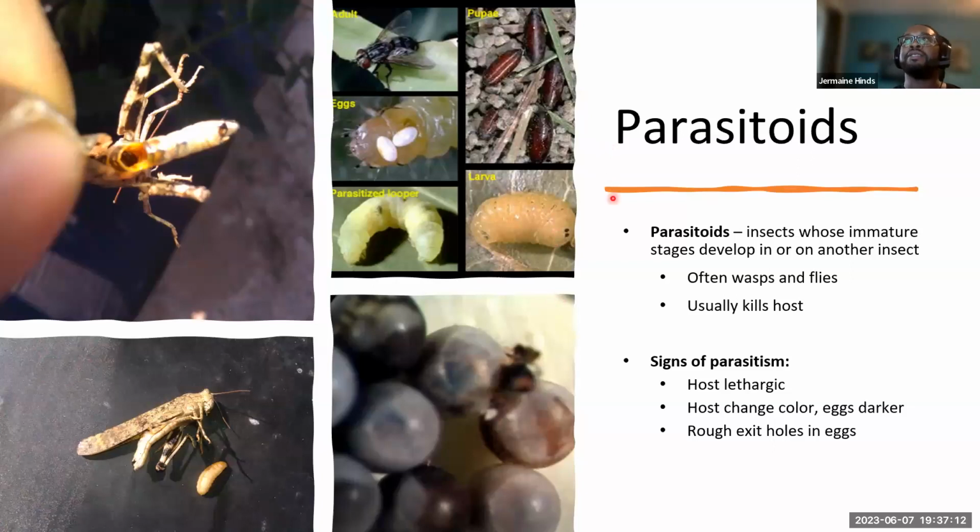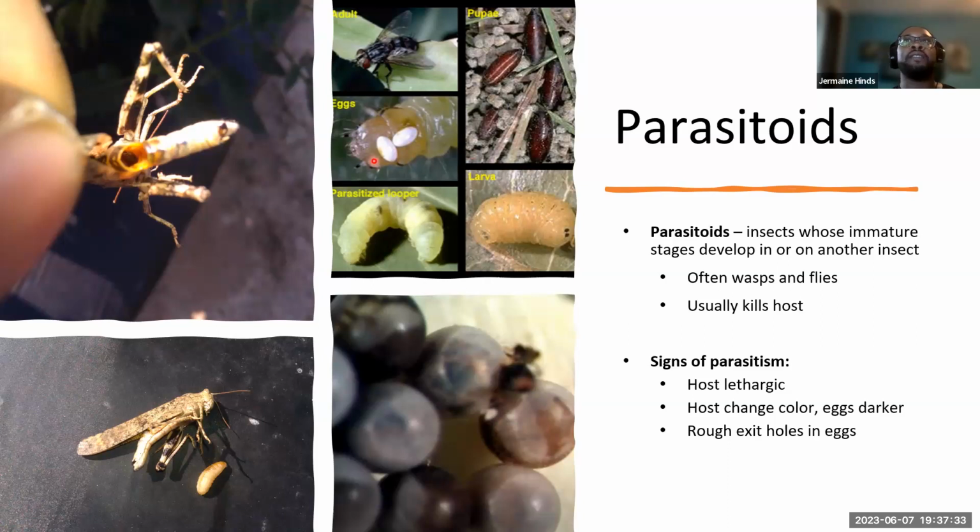Next up are your parasitoids. Parasitoids are insects whose immature stages develop in or on another insect. These are often wasps and flies. We talked about wasps and flies last time, and these usually kill the host. This is a type of fly. This is a tachinid fly.